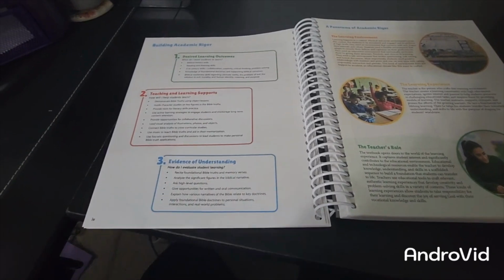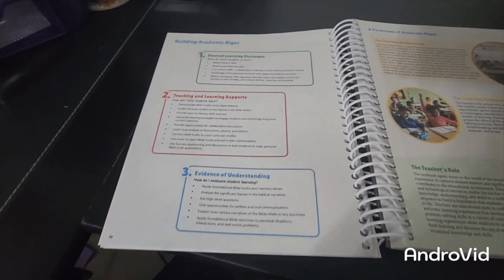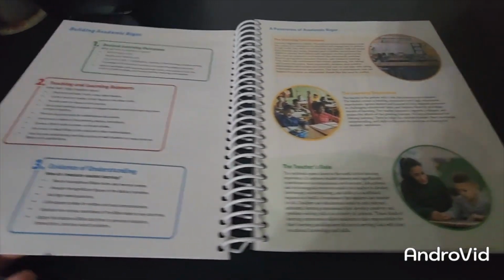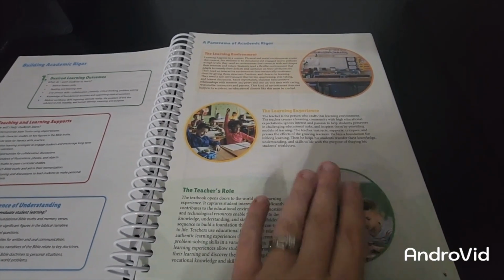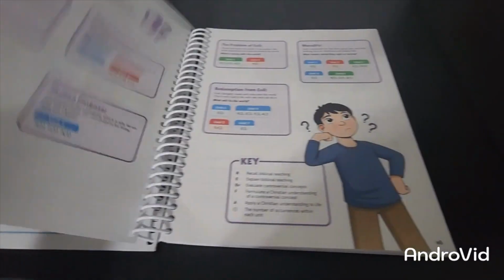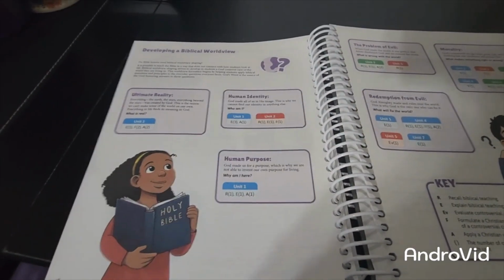Then the building academic rigor: number 1, desired learning outcomes, number 2, teaching and learning supports, number 3, evidence of understanding. Then you have your panorama of academic rigor, the learning experience, and the teacher's role. Developing a biblical worldview. So important.